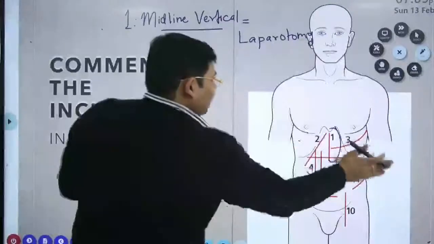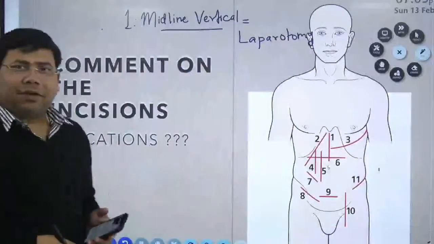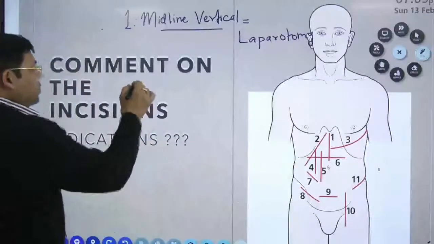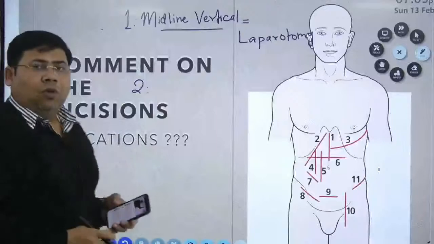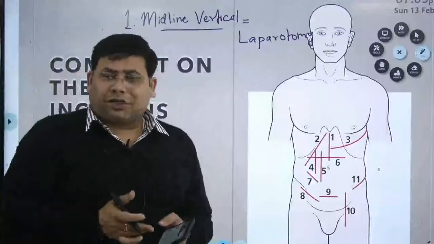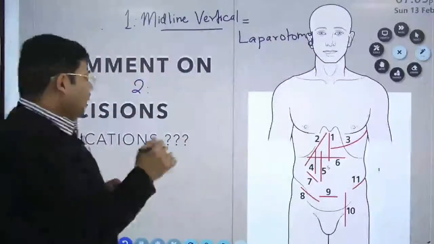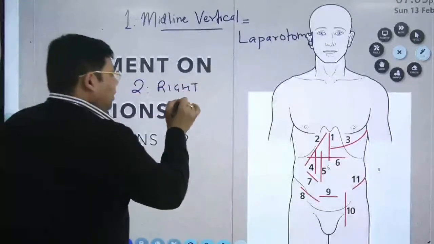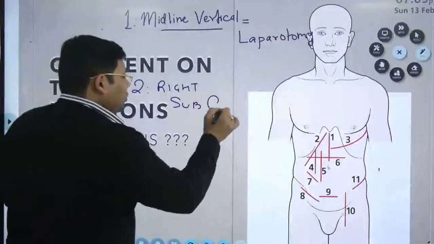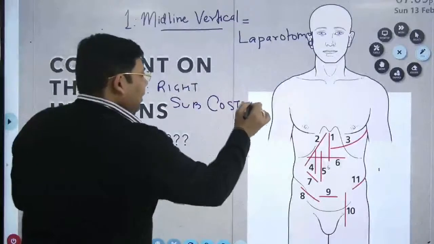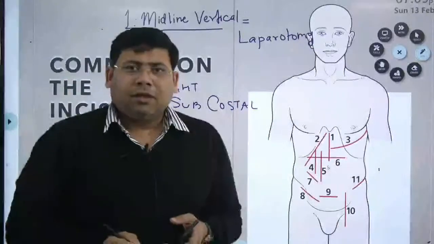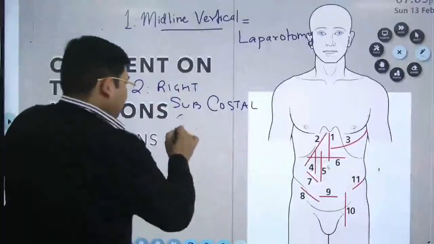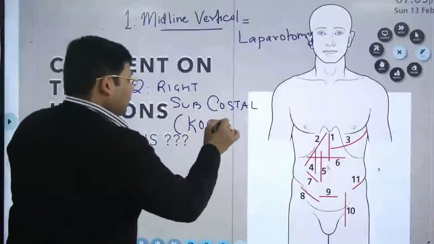Now let us try to understand what are the other incisions that we have. If you see the incision number 2, it is a right subcostal incision. So what is a right subcostal incision? This incision is also known as, can anyone tell me what is the name of this incision? Something from K. This is known as Kocher. So this is known as a Kocher incision.